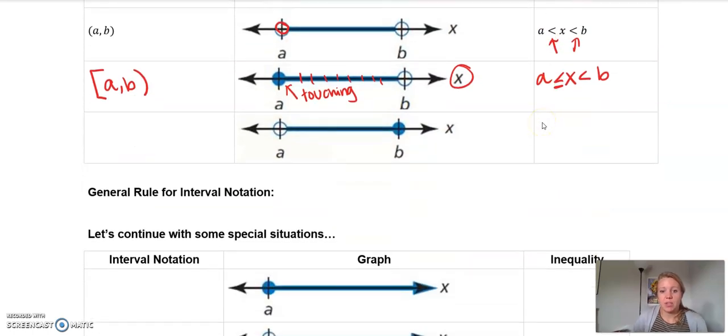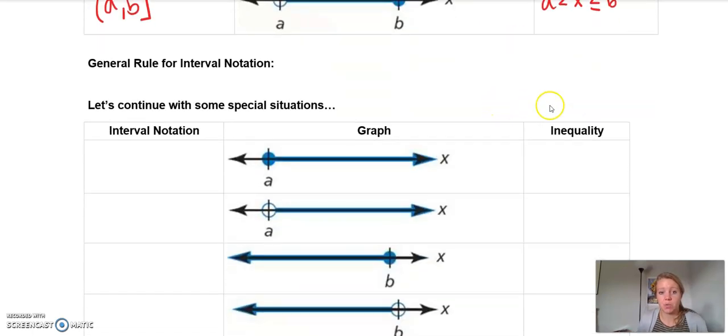For the next example, very similar, except now our things are reversed. So we still have A then B. I use a parentheses for A now because it's not included, and a bracket for B, because it is included. So when I write my inequality, I'm saying that x needs to be greater than A, meaning it needs to go this way, and x needs to be less than or equal to B. I'm not going to include A because it's not touching A, it's touching B. So I'm going to put the equal to sign.